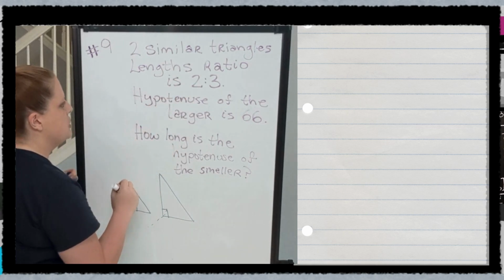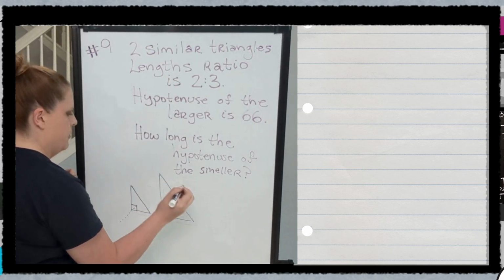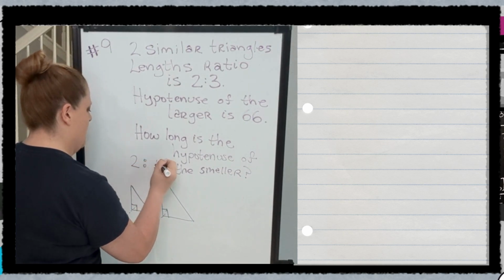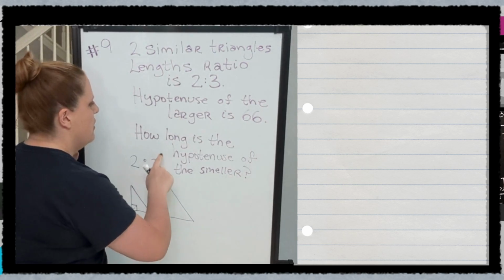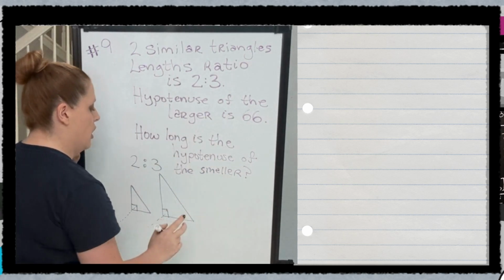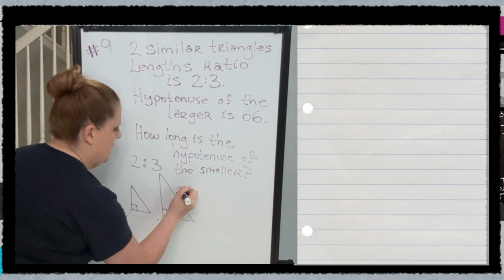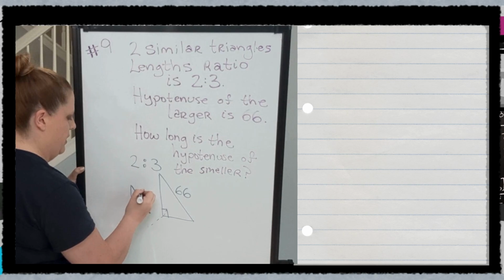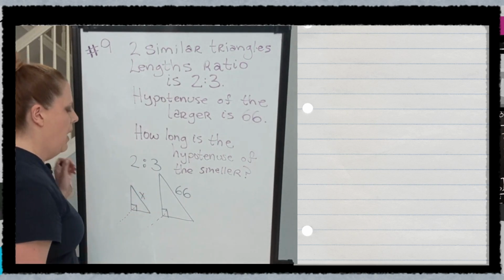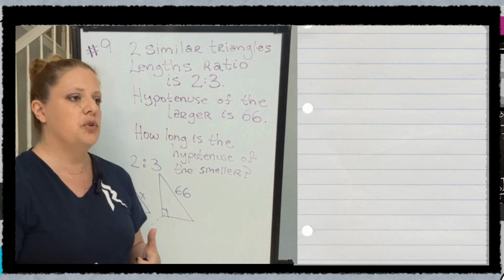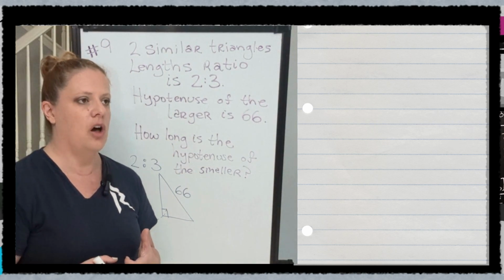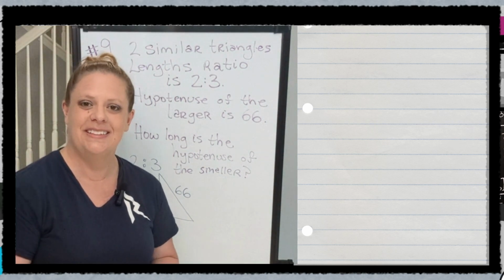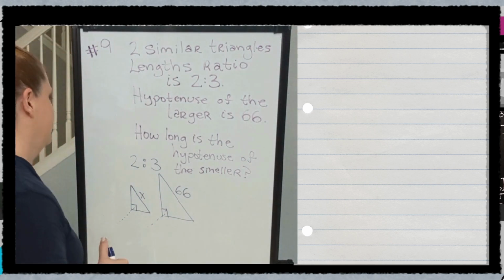So they are in a ratio of 2 to 3. I'm just going to kind of write that above them. Okay, the hypotenuse of the larger is 66. And we want to know what is the hypotenuse of the smaller. I'm going to call it X. You could call it C. You could call it Sandy. You can call it whatever you want. Just name it something.